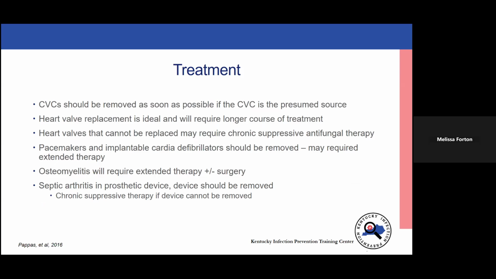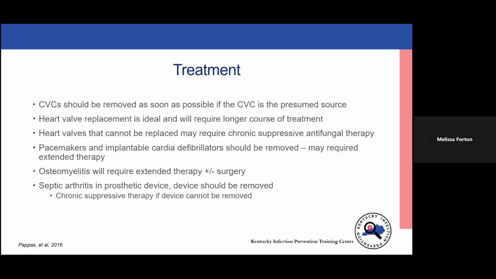As I mentioned before, if the patient has an indwelling device and we think that's the source, we should have that removed. So if it's a central line, a PICC, something like that, we want to have that removed as soon as possible. Once treatment's done, it could be replaced. For those who have an artificial heart valve, again, that should be replaced. That's not always able to happen. And so those patients may require chronic suppressive therapy.